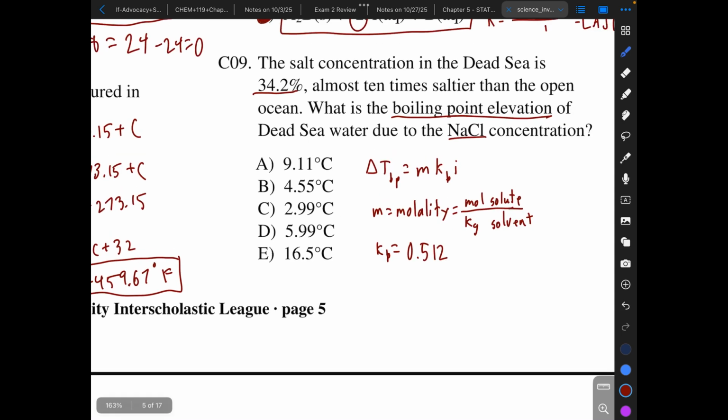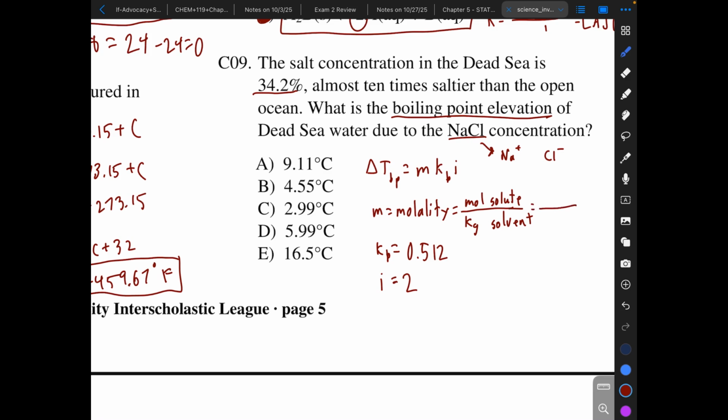That is the boiling point constant of water. Now, the van 't Hoff factor is basically the number of ions a compound can dissolve into. For non-ionic compounds, this will just be 1. But sodium chloride is an ionic compound. It will break up into sodium and chloride. Only 2 ions. So the van 't Hoff factor would be 2.